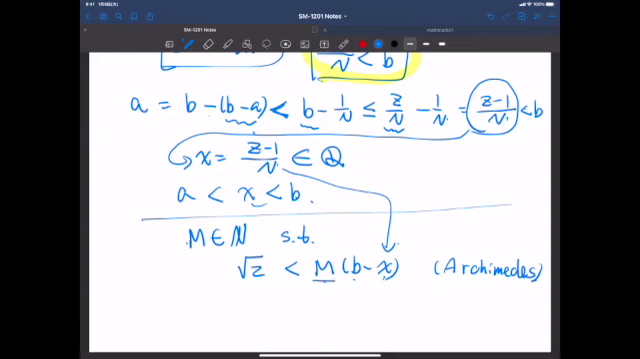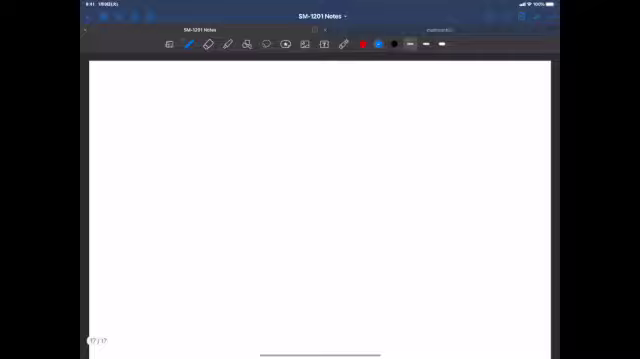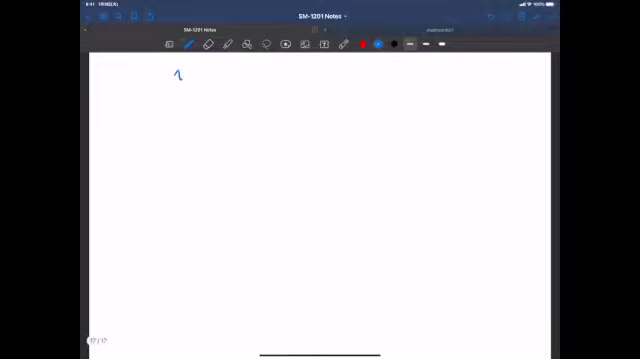We can choose such an integer, such a natural number. Okay, and then define... So from this we have square root of 2 over m is less than b minus x. Now let's define y as x plus square root of 2 over m. Then this is an irrational number.